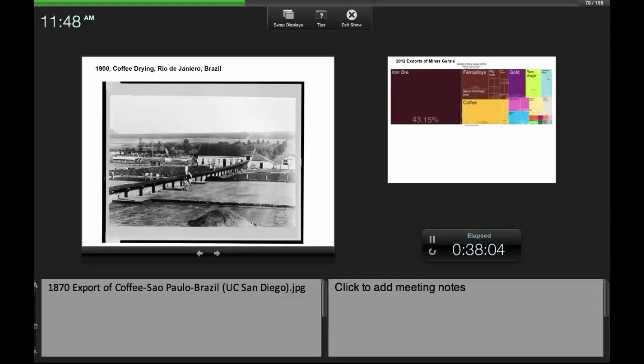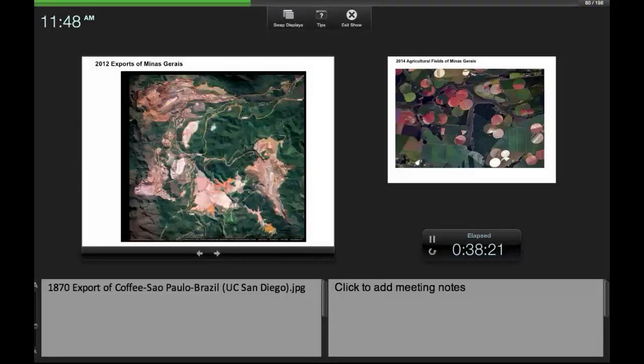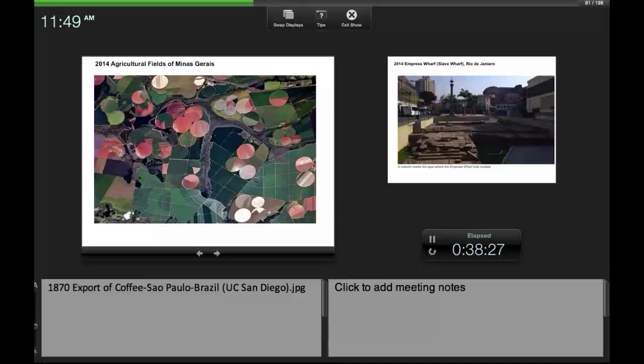And of course, now Brazil is one of the world's largest coffee producers, which we'll get to at the end of this class. This is coffee drying. Today, Minas Gerais is still very valuable, mostly for iron ore, still produces coffee, still produces gold and sugar. And this is what it looks like from space. And of course, its agriculture now looks like modern agriculture.